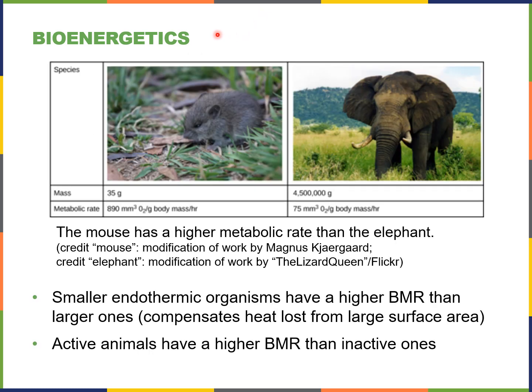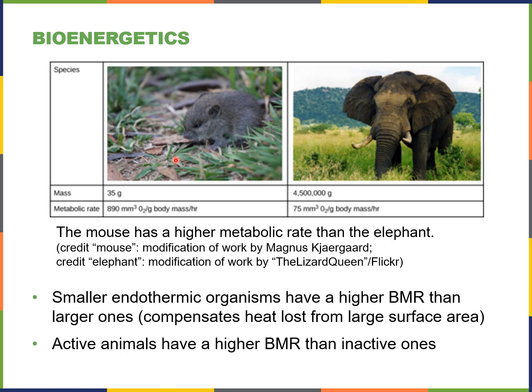Okay, so you'll calculate out your BMR, and then we're going to go further into bioenergetics and talking about different endotherms. We've kind of thrown out ectotherms at this point because we are so focused on humans, but we can see we're comparing here a mouse versus an elephant. One is obviously much smaller. The mouse is 35 grams versus the elephant at 4.5 million grams.